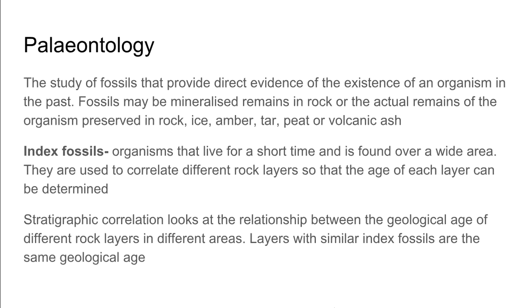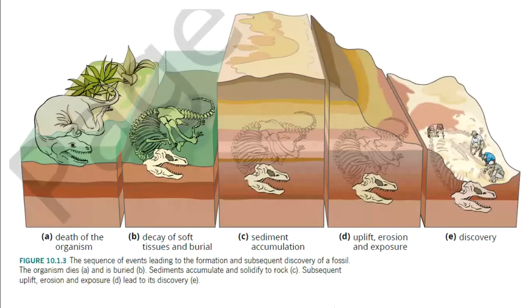And paleontology is the study of fossils, and this provides direct evidence of the existence of an organism in the past. Fossils can either be mineralized remains in a rock or the actual remains of an organism, and they can be preserved in a range of materials. We use index fossils, which are organisms that lived for a short time but are found over a wide area. They allow us to correlate different layers of rock so that we can determine the relative age of rock. We can't find their actual age, only relative ones. Layers with similar index fossils are the same geological age.